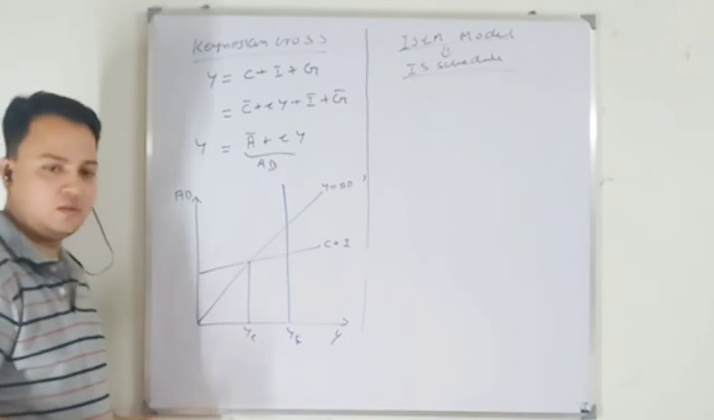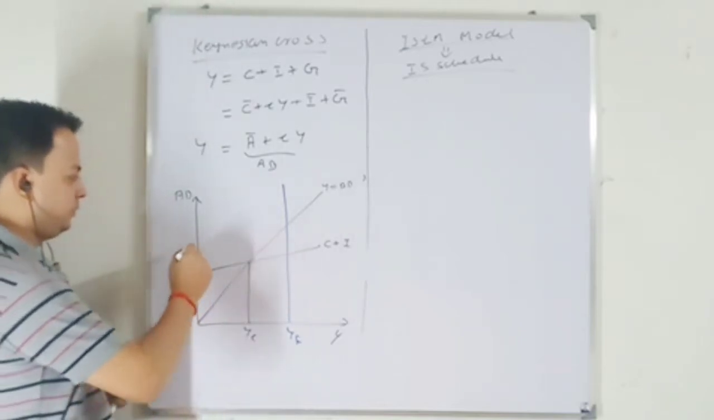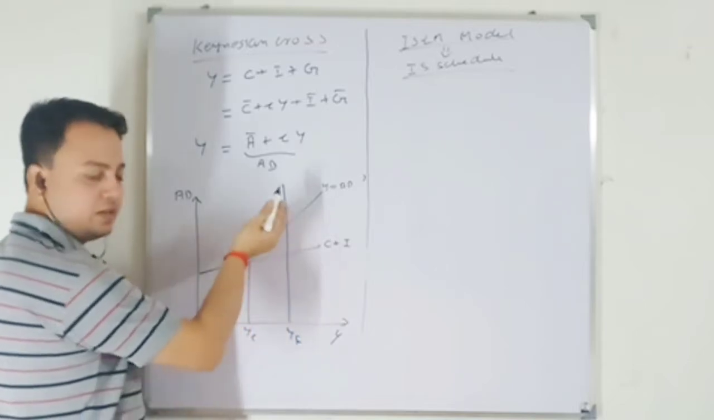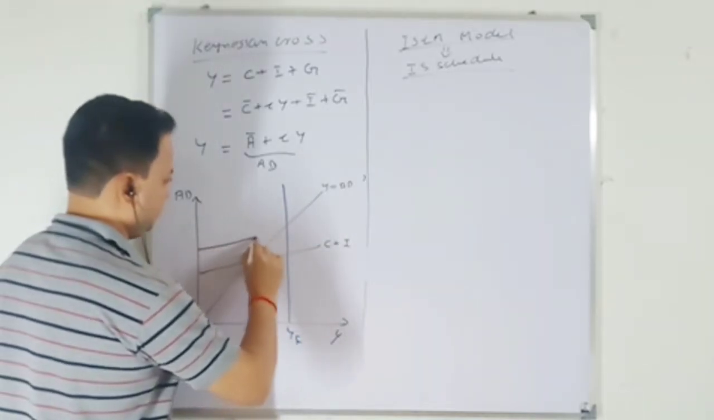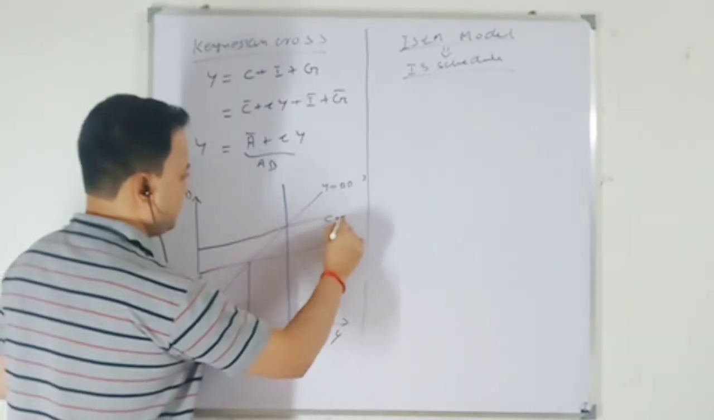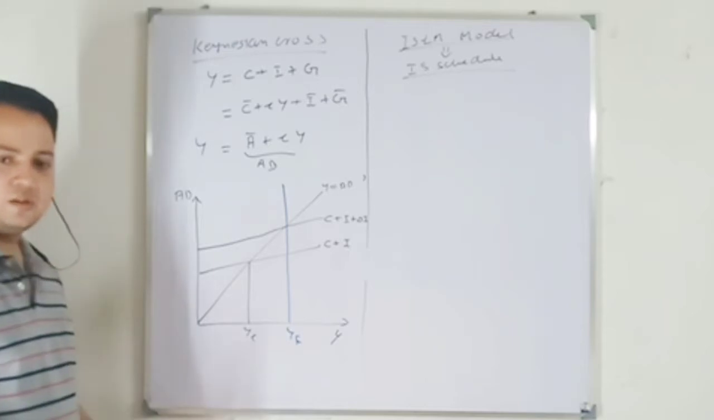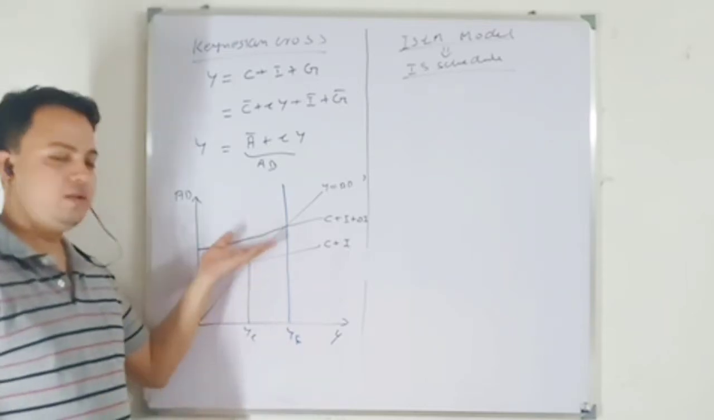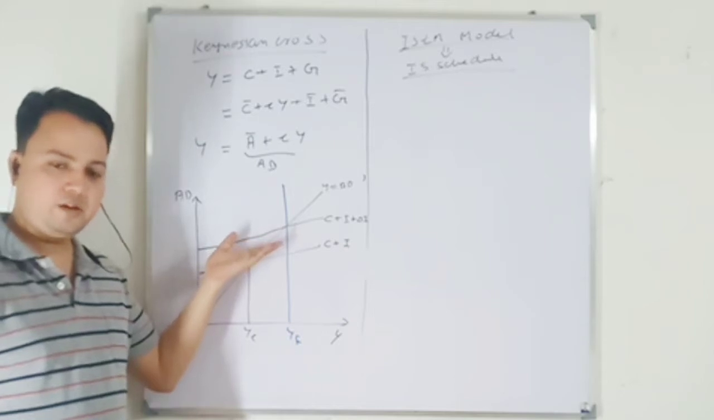So how can we achieve full employment equilibrium? By increasing the level of aggregate demand or autonomous expenditure. C plus I plus change in I. So when I want to achieve full employment output, I need to increase the level of aggregate demand.